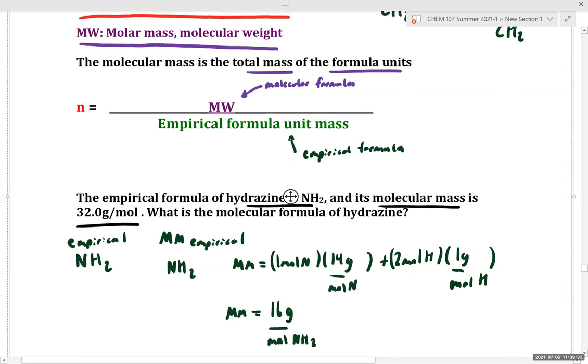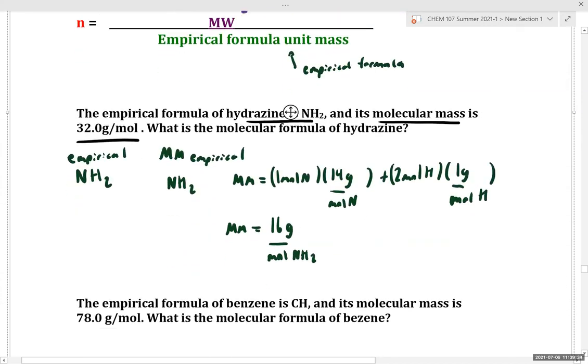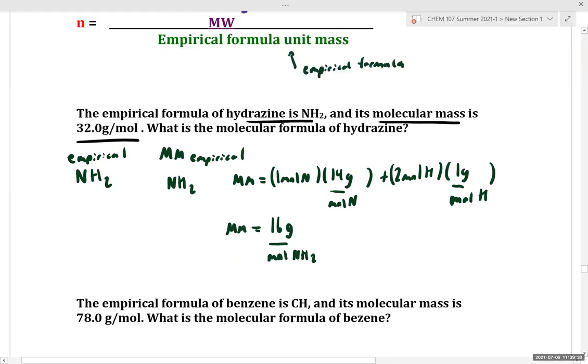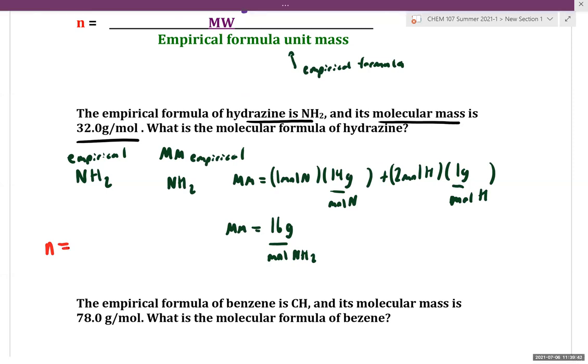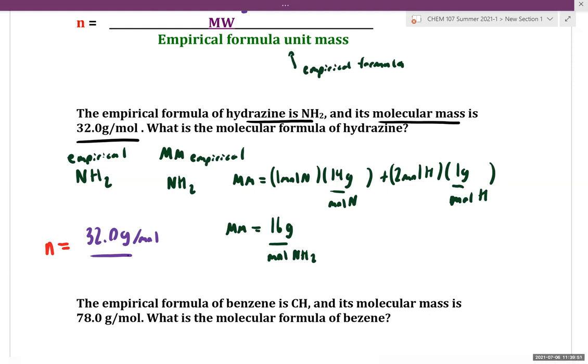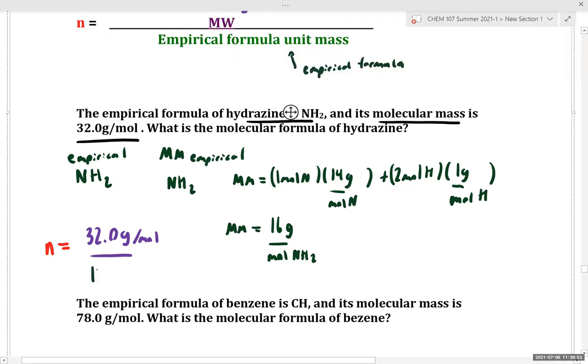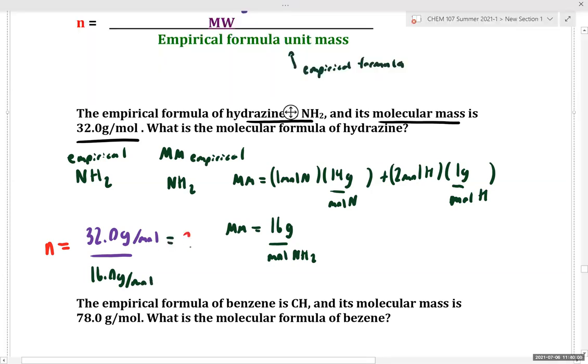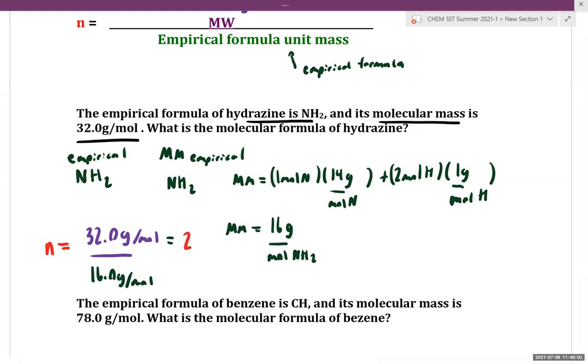Okay, so we have our empirical mass. So now we can calculate N. To calculate the number of empirical formula units, we take our molecular mass and we divide it by our empirical formula unit mass, 32 over 16, that gives us an N value of 2.